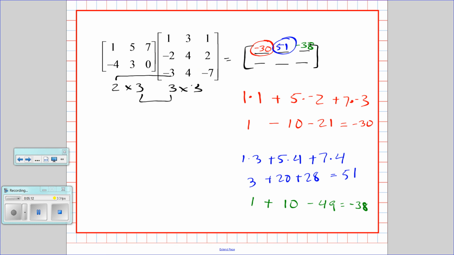And for our bottom row, I've got negative 4 minus 6 minus 0, or negative 10, negative 12 plus 12 plus 0, which is 0, and negative 4 plus 6 plus 0, which is 2. We really like zeros. All right, there is our answer. Hope that helps.